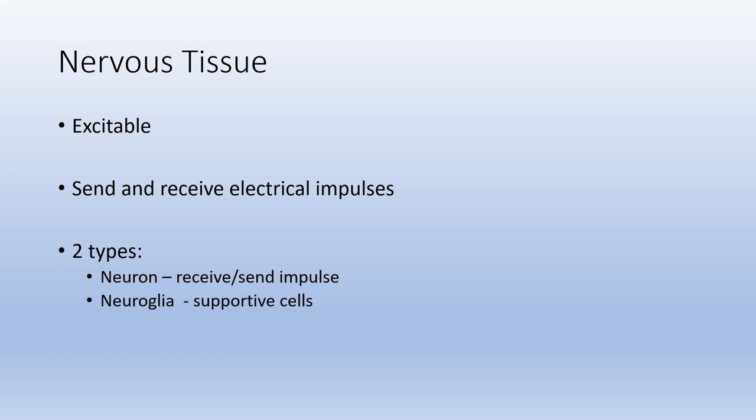Nervous tissue is the fourth type. So you had epithelial, connective, muscle. Now we have nervous tissue. Nervous tissue is also able to receive a stimulus and becomes excited. It's able to send and receive electrical impulses. There's two different types of nervous tissue. There's the neuron, which is actually able to generate this electrical impulse, and the neuroglial, sometimes just called glial cells, are your supporting cells.